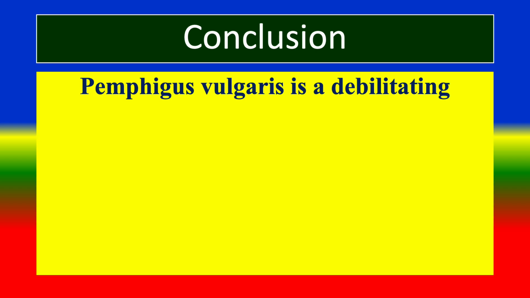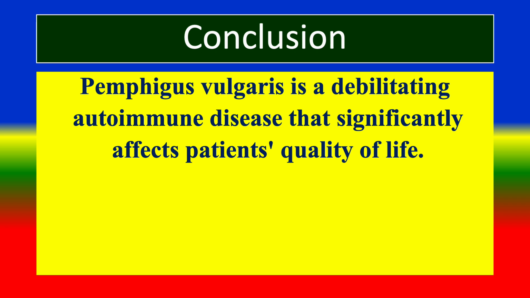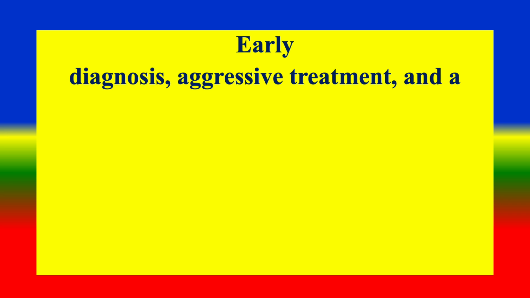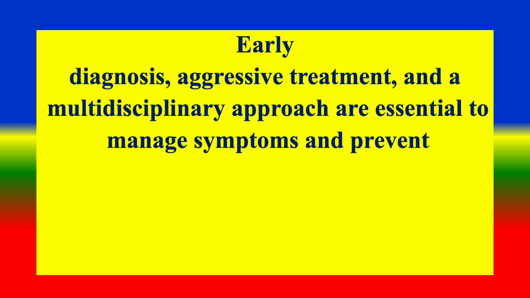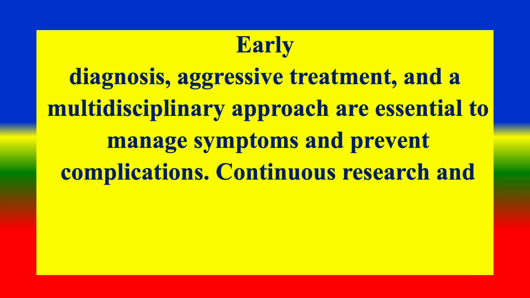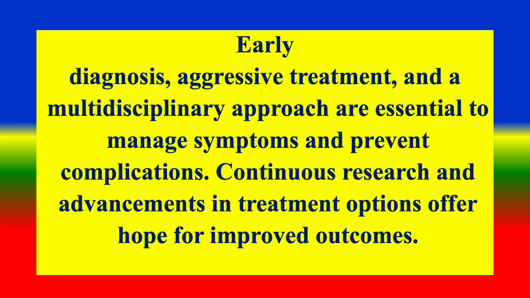Conclusion. Pemphigus vulgaris is a debilitating autoimmune disease that significantly affects patients' quality of life. Early diagnosis, aggressive treatment, and a multidisciplinary approach are essential to manage symptoms and prevent complications. Continuous research and advancements in treatment options offer hope for improved outcomes.